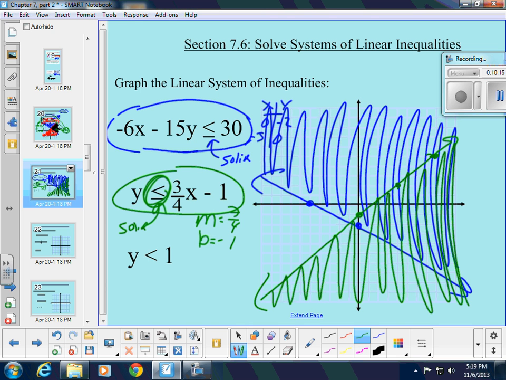So now, so far, I've got an overlapping area over here, but I'm not quite done. I do have one inequality left I'm going to have to consider and then determine all my solutions for this system. I've got this last one here. Y is less than 1.